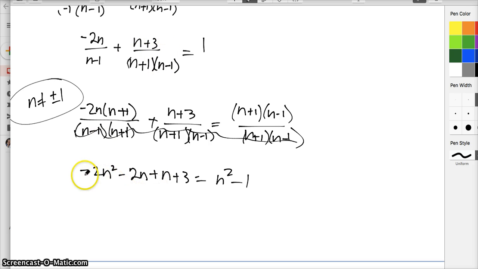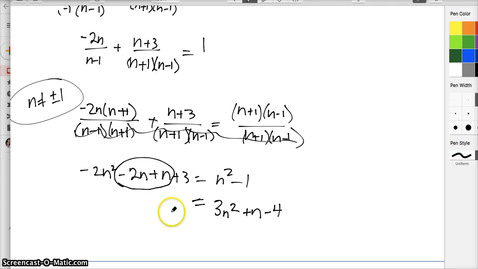Joining like terms together, I think I'm going to move everything over to the right side because I can see that my quadratic term or the square term does not disappear. So I'm going to move it over to the other side. So this is going to become 3n squared. These guys come together to give me a negative n, but when I move it over to the other side, I get a positive n. This positive 3 moves over here to make a minus 4, and that's equal to 0.